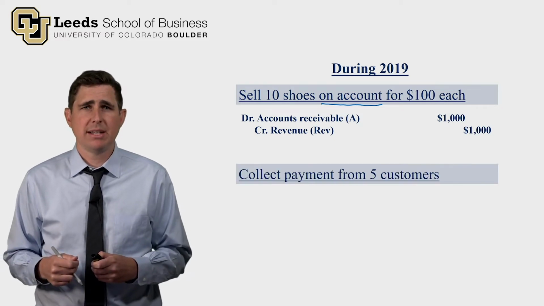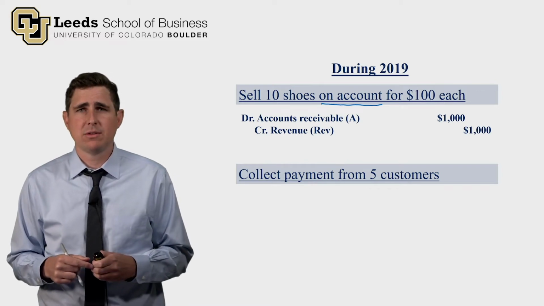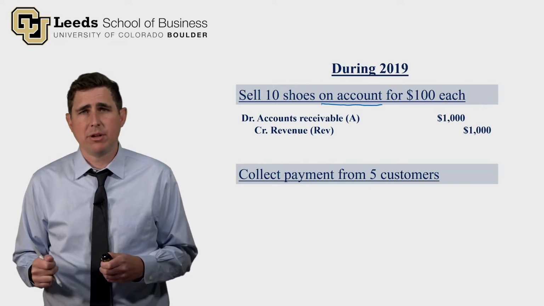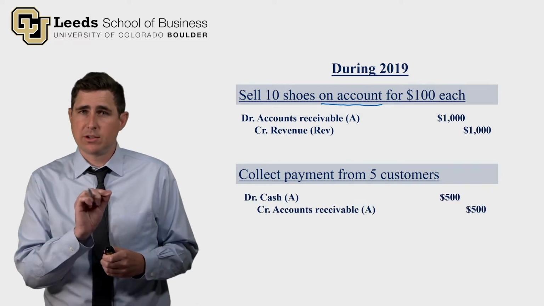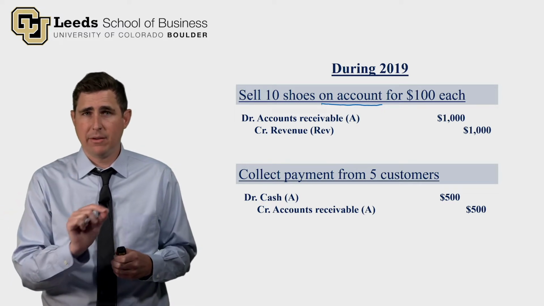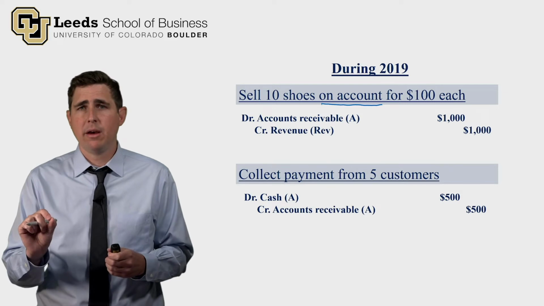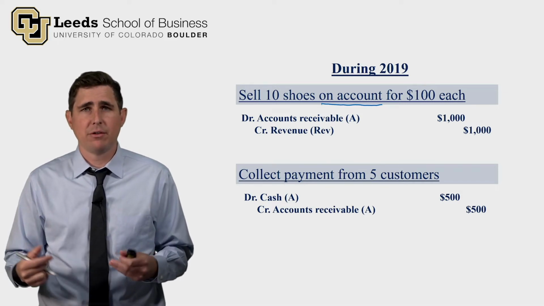Next, during 2019, we're going to collect payment from 5 of those 10 customers. So 5 times $100 each, we're collecting $500 from those customers. So we can scratch out their accounts receivable with a credit, offsetting the debit balance. So a credit to accounts receivable of $500 and a debit to cash because we're receiving $500 of cash.